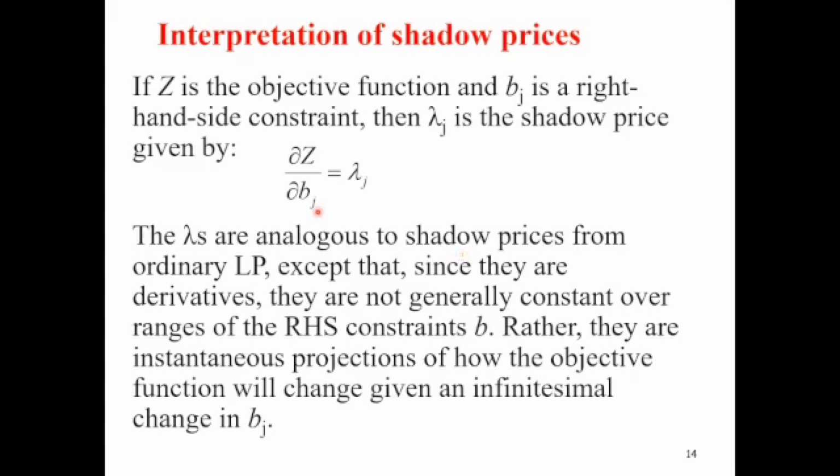That's because you're looking at a continuous function, and these shadow prices will then be a function of the x's because of the nonlinearity. So if that's the case, then these shadow prices are instantaneous projections of how the objective function will change given an infinitesimally small change in bj, the right-hand side constraint.